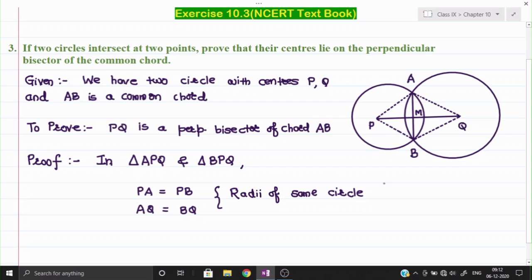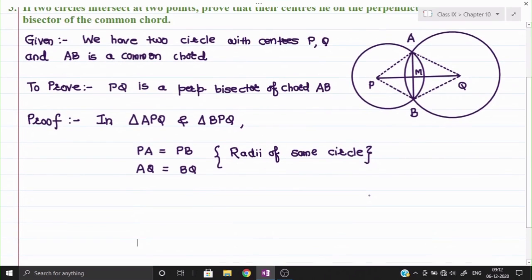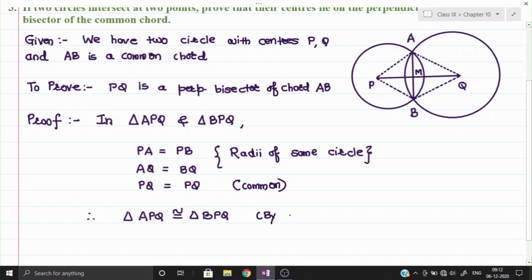Okay. Now similarly the third thing you observe between the two triangles: PQ is equal to PQ. PQ is a common side between both the triangles. So here we shall mention common, right? So we can say that therefore triangle APQ is congruent to triangle BPQ. Now these two triangles are congruent with the help of the side side side congruency theorem.